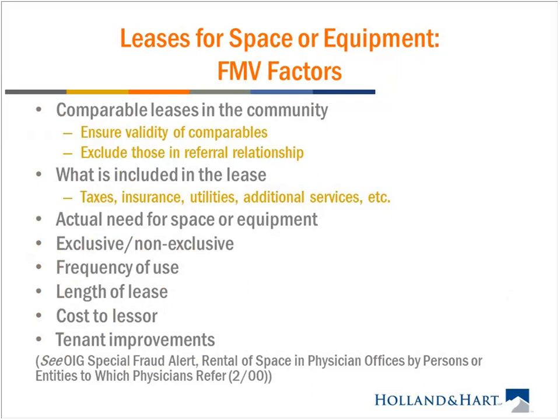Make sure that you take into account what's included in the lease. You know, you've seen one lease and you've seen one lease. Some leases, they're triple net. They'll include taxes, insurance, utilities. They'll include collateral services, facilities, those types of things. So make sure that if you are going to use comparables, that you're comparing to a lease that has the same types of services. If your lease is going to include those types of services, make sure that the fair market value for those services is included in the rent.